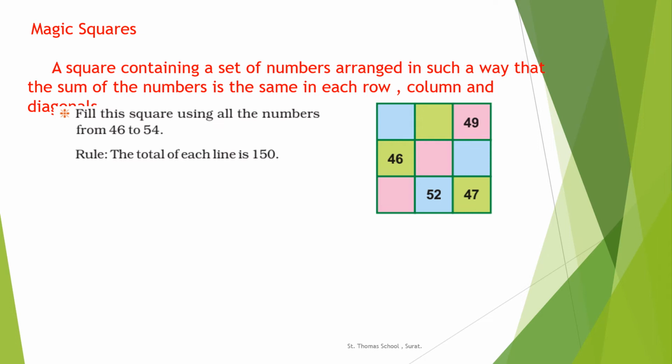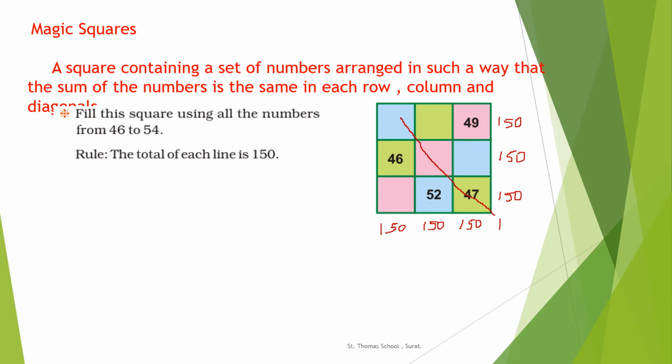Clear? So let's do this. You have to make the total 150. Clear? So here also 150, here also 150, and all the row totals should also be 150. Here also total 150, here also total 150, and same here also. Clear? Now you have to find out the numbers in between the boxes.